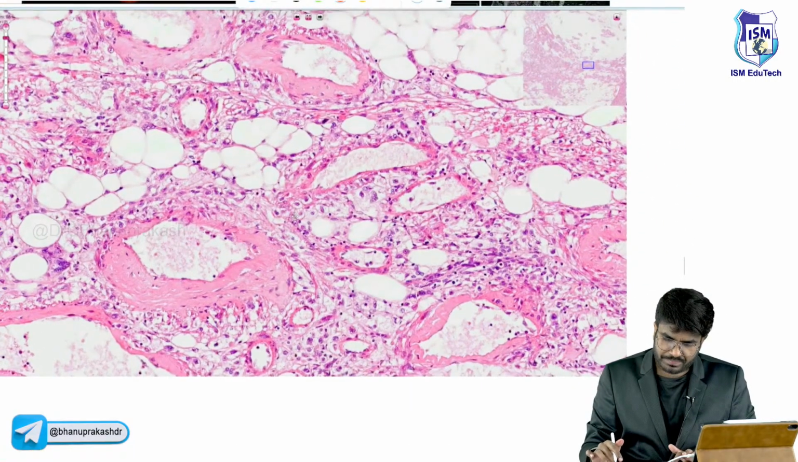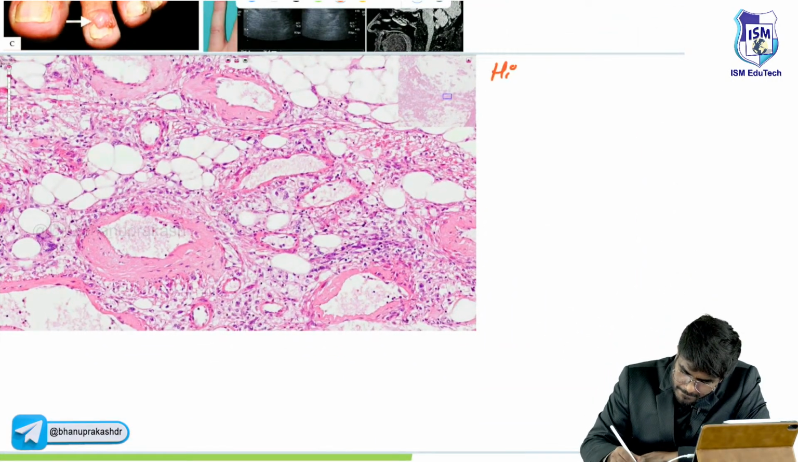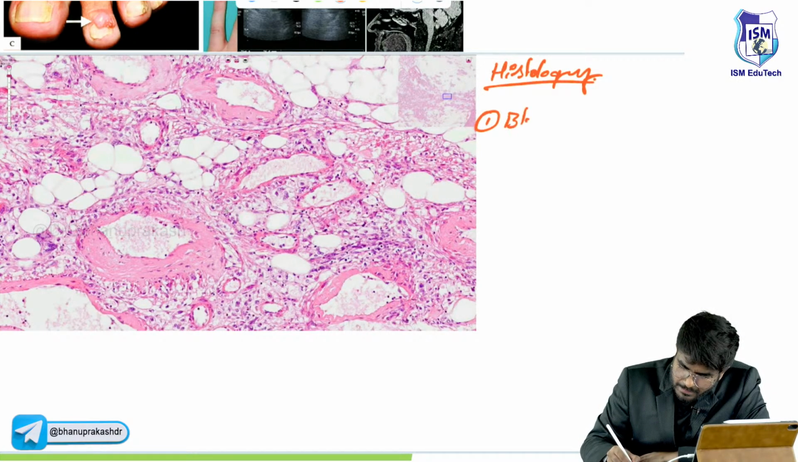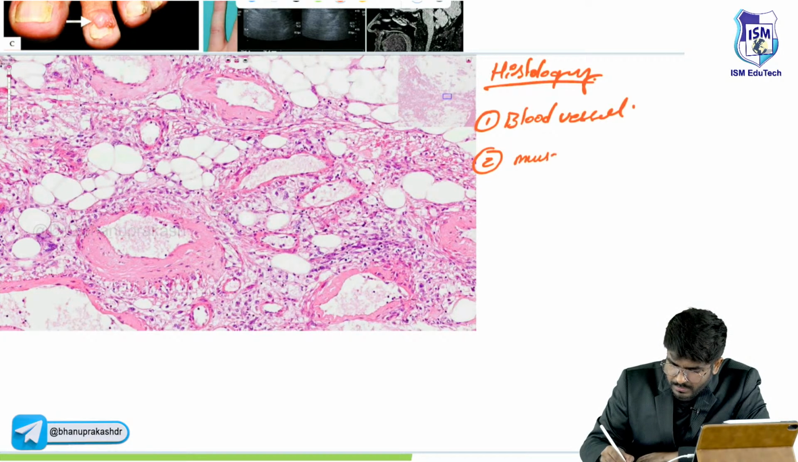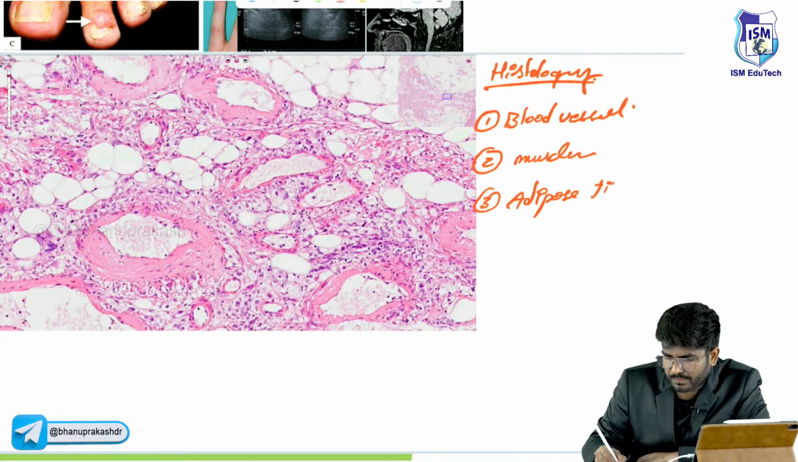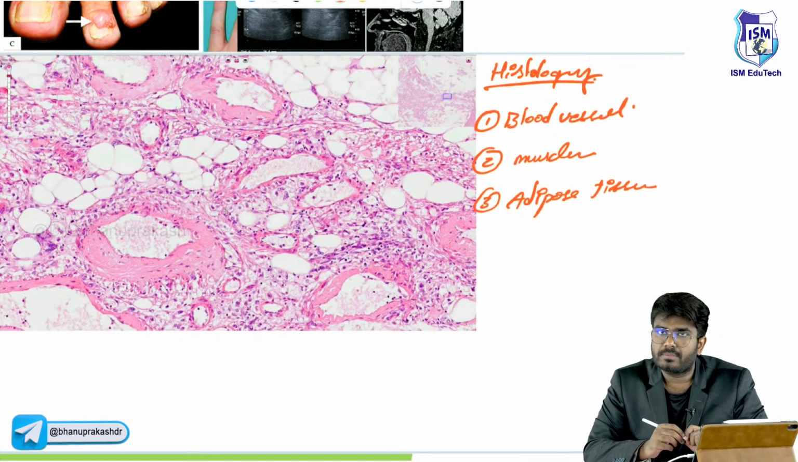Now, under histology, you know it. What will be there? Sir, under the histology, what are the things that are going to be there? Blood vessels, angio means blood vessel, myo means muscles, and adipose tissue. So angiomyolipoma, that's why angiomyolipomas. Myocytes will be there, like myocytes are muscles, blood vessels, and fat. Next, sir, after this, what else?